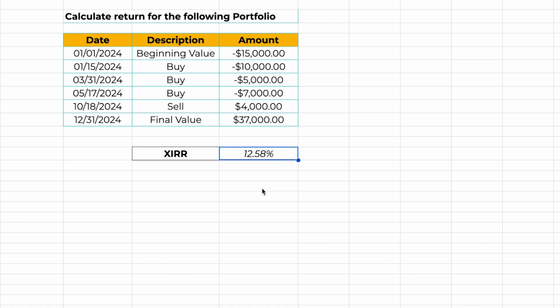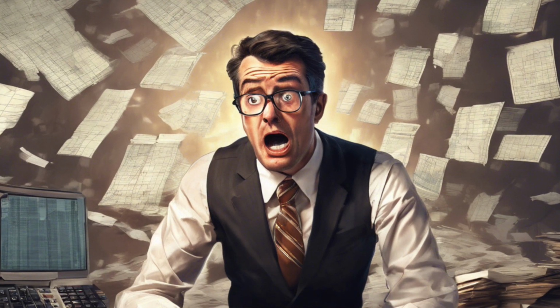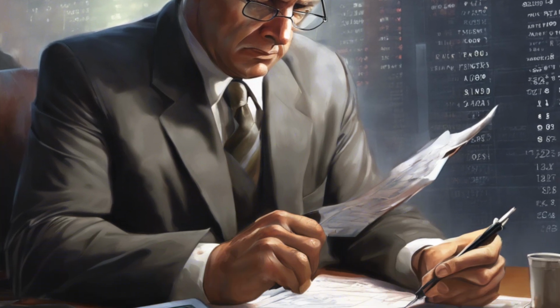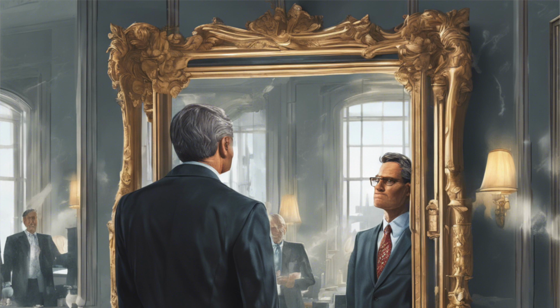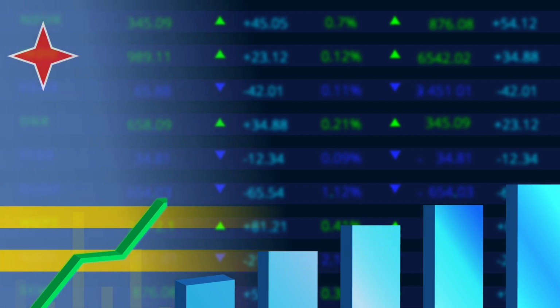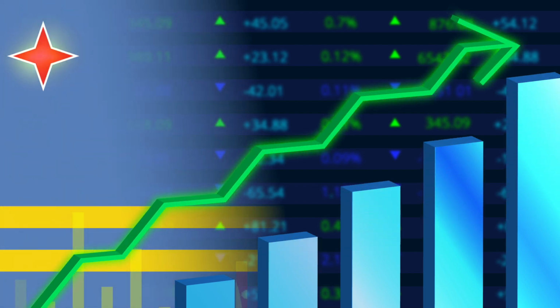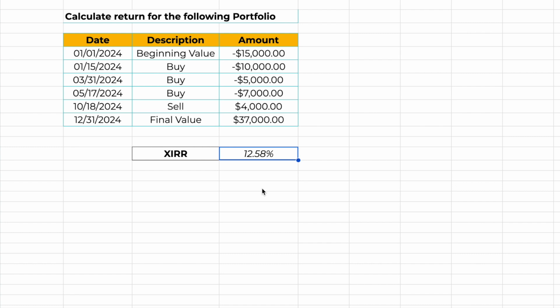But here is the shocker. Many investors don't know about XIRR. They might be using basic calculations and missing the bigger picture. It's like not being able to see your true reflection in the mirror. XIRR helps you see your performance more clearly, especially when you buy and sell throughout your investment journey. And as value investors, we would like to know how we are doing so we can learn from our own mistakes and improve our success rate.